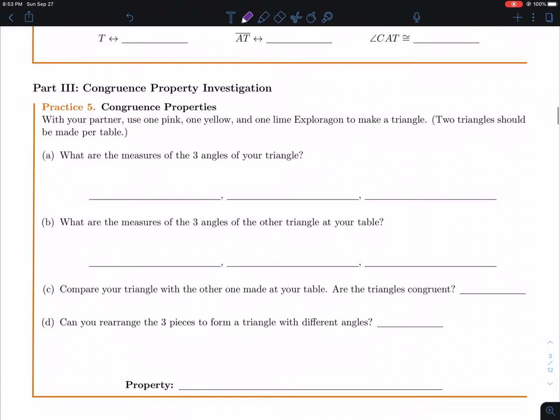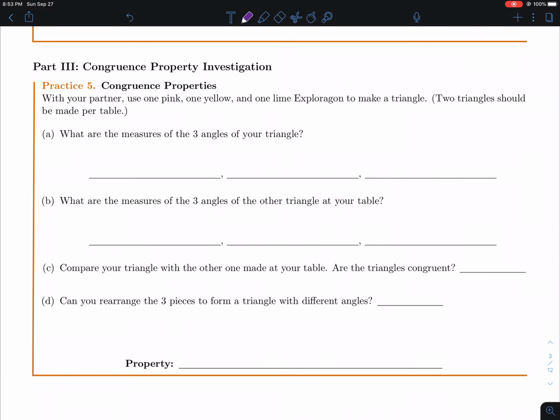And then starting with 5, again, we're going to go back and use our exploragons, protractors, compasses, and stuff like that to try to see if we can determine what conditions are necessary to figure out when two triangles are actually congruent. And so it's going to be related to the sides and the angles, so just keep that in mind. And they're going to be named based on that kind of arrangement. So again, try these guys on your own.